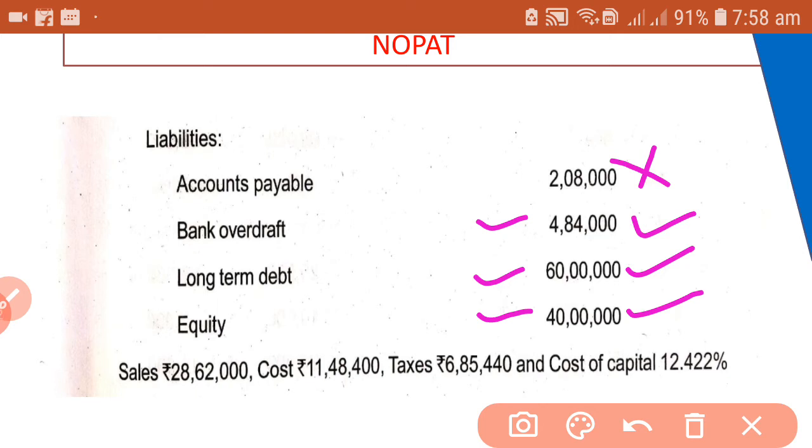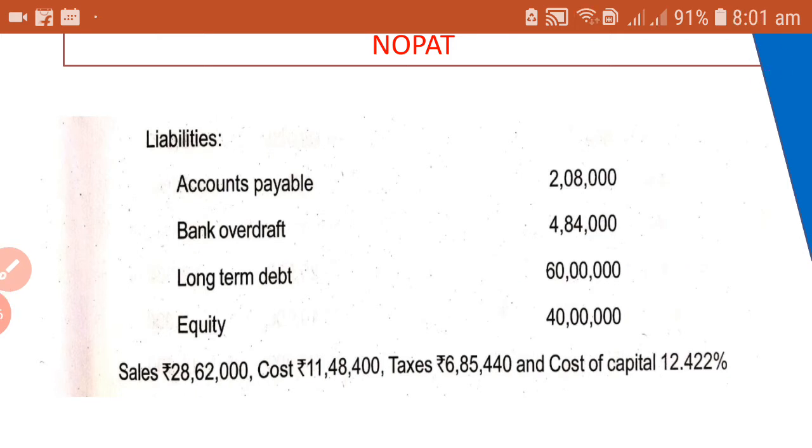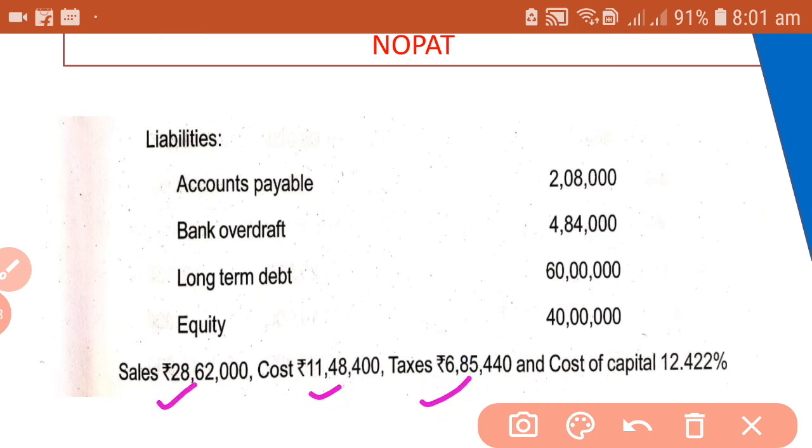That is, EVA is obtained by considering the amount of capital, NOPAT, and also the cost of capital. So let us go through how to calculate EVA. Firstly, we find the amount of NOPAT. Then NOPAT here will be sales less cost minus tax.